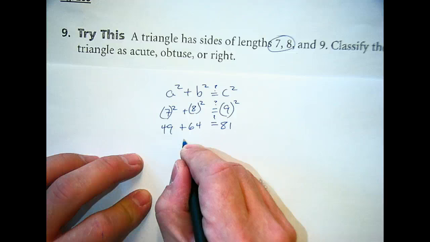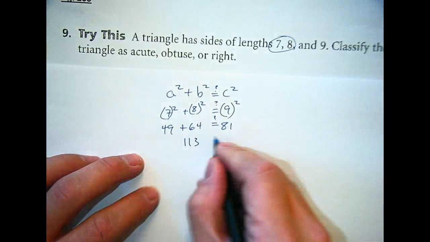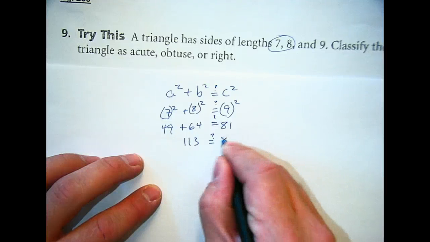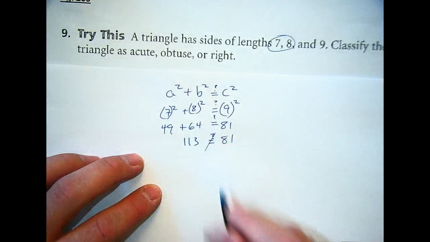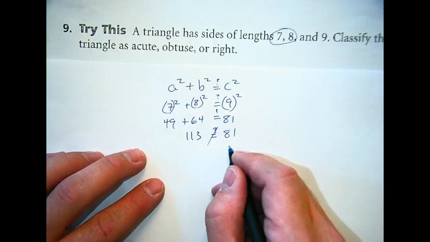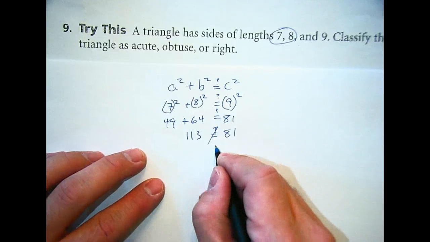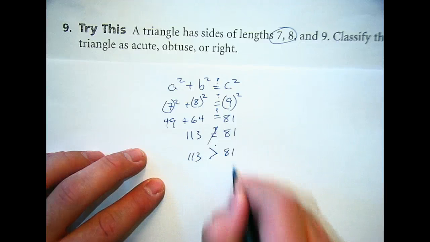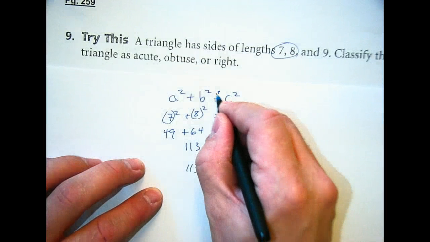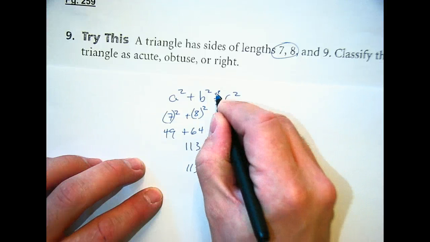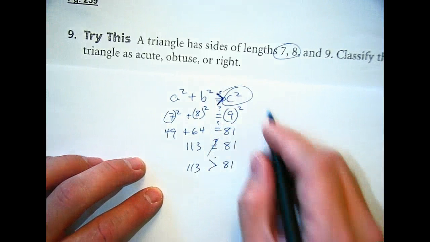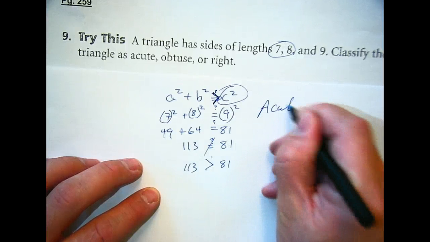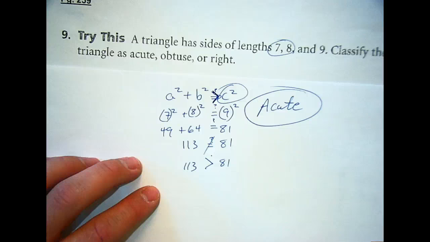113. Okay, is c squared equal to a squared plus b squared? No. C squared is what? Less than. Yeah. Okay, c squared is less than, or that 113 is greater than 81. So if I'm here, I'm putting that symbol right there. If c squared is smaller, that means it's an acute triangle.